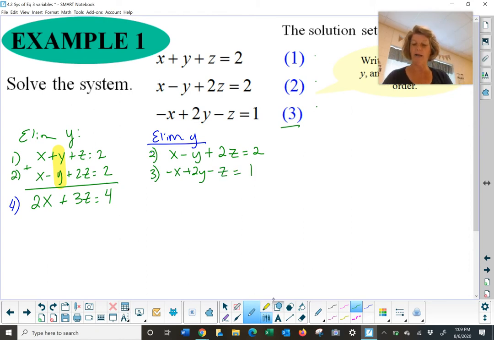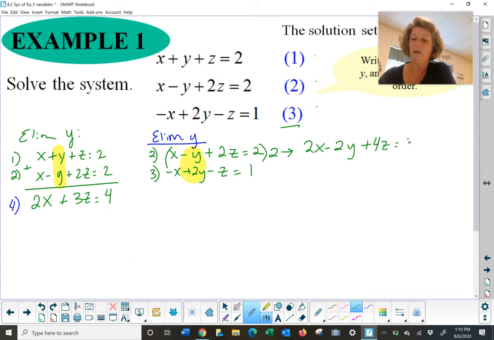Now, we are not quite as fortunate this go round. When I look at the y's, they don't naturally eliminate this time. So let's do some manipulation. We know we can multiply by a number. I think I will multiply equation 2 by 2, giving me 2x minus 2y plus 4z equals 4. Equation 3 can just be recopied because it is in a great format for us.